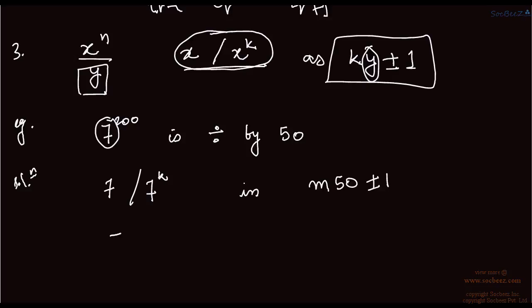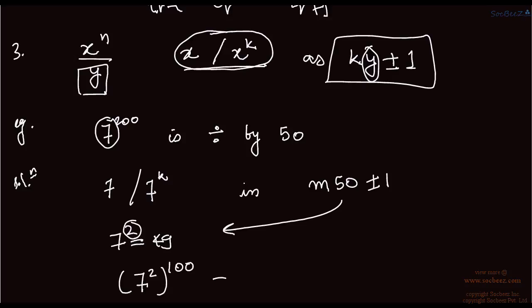Now we all know that 7 square is 49. Fine, and this can be written as 50 minus 1, so m will be 1. Okay, so 7 square, k is 2. Now 7 to the power 200 can be written as this. That's why this can be written as (50 minus 1) to the power 100.